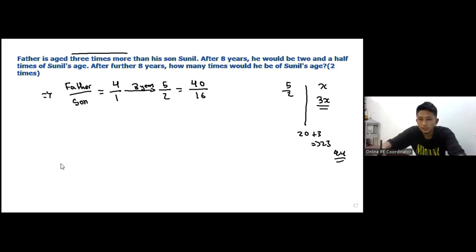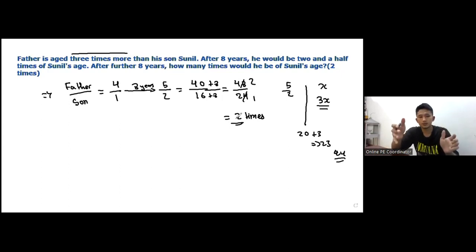Now the further question: after a further 8 years, how many times would he be? After a further 8 years, plus 8, you will get 48 divided by 24. 24 times 2 is 48. So the answer is 2 times. This is the shortcut method. I hope you have understood this.